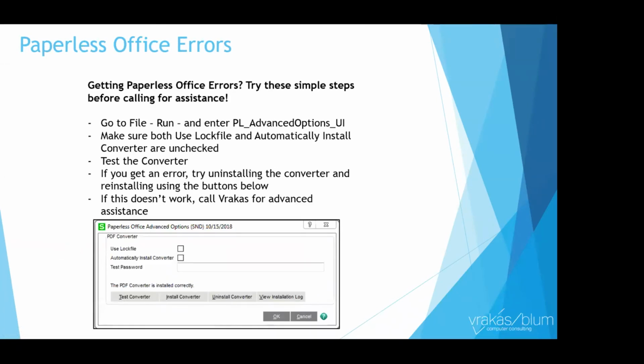All right. And I think I might have run through everything pretty quickly here, which is actually pretty cool because I think we're going to have some extra time for questions, because this is my last slide to show you guys: paperless office errors. We get these errors a lot, right? Every time there's a Windows update, it seems like the paperless office converter gets knocked out, right? So here's a few tips and tricks to run through to try and fix them on your own before you give us a call.